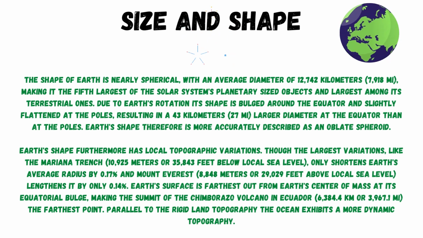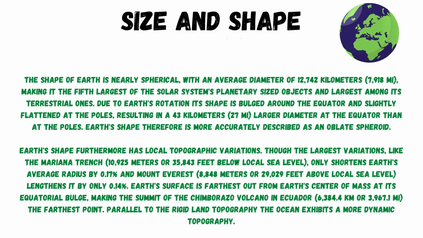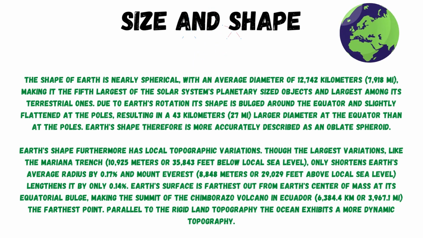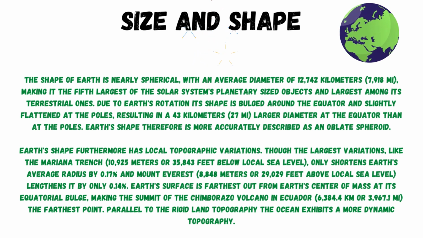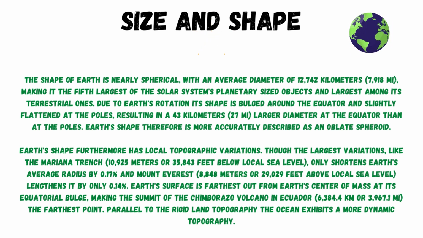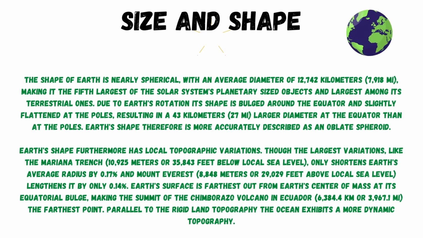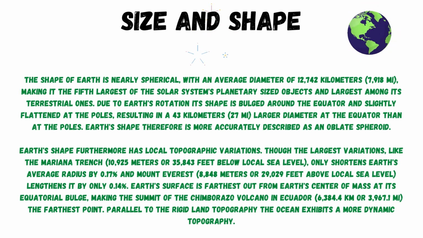Earth's shape furthermore has local topographic variations. Though the largest variations, like the Mariana Trench, 10,925 meters or 35,843 feet below local sea level, only shorten Earth's average radius by 0.17%, and Mount Everest, 8,848 meters or 29,029 feet above local sea level, lengthens it by only 0.14%.